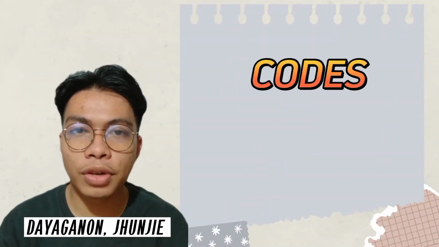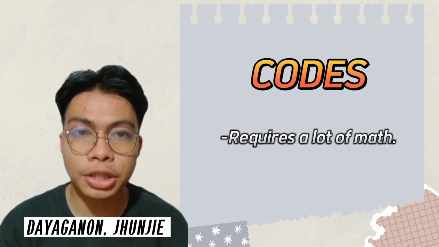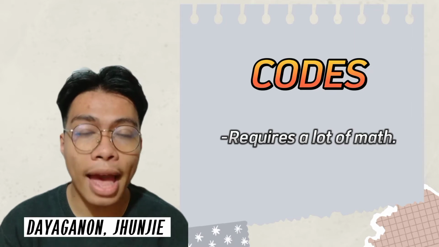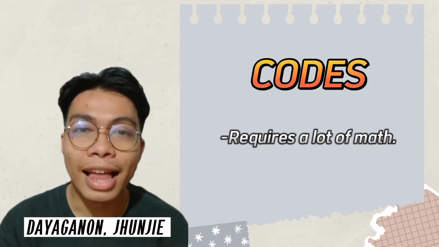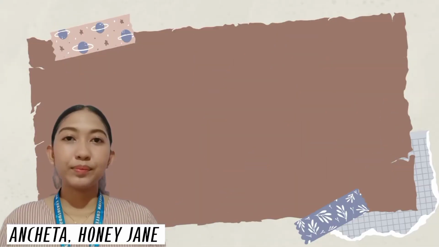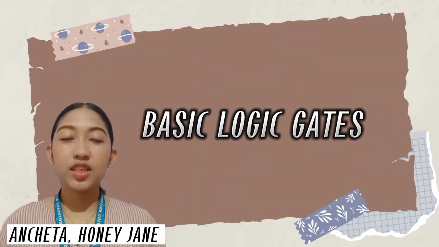Cracking codes and deciphering circuit communications requires a lot of math, from fundamental addition and subtraction to data handling and logical thinking. Let us talk about codes today and how they are used. First, let's talk about basic logic gates.